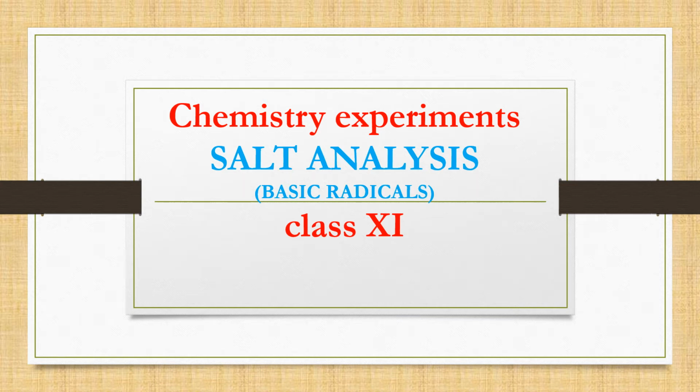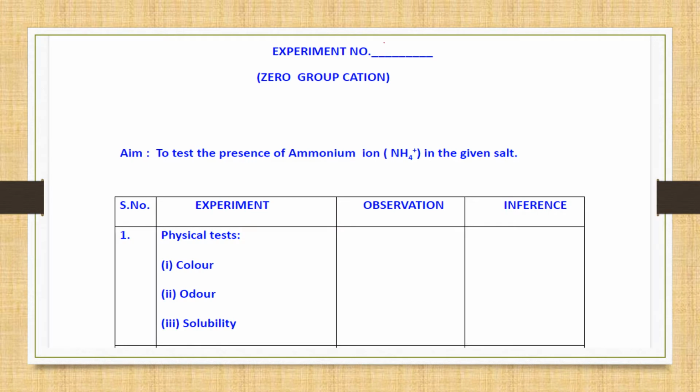Dear students, let's start the analysis of basic radicals, that is cations, under the salt analysis. Let's start with the basic radicals, cations. It's experiment number 12. 11 experiments related to acidic radicals have already been shared with you. So the cations have been divided into groups starting from group 0, as you can see here, 0 group cation, which is ammonium, and it is till group 6. So total 7 groups are there.